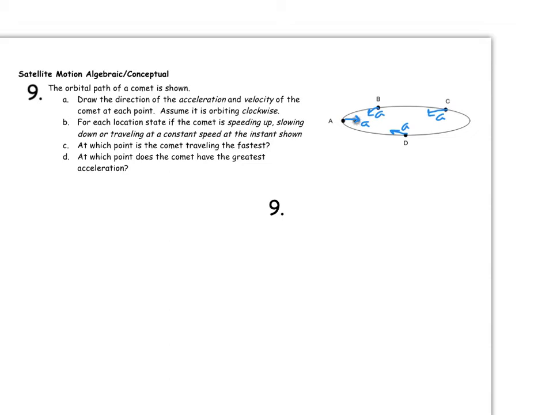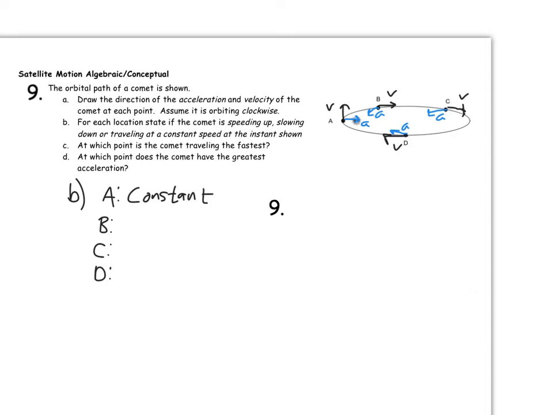The velocity is going to be tangent to our ellipse in this case, so straight up at that point, something like that at that point. C is going to be going kind of down and to the right, and D basically directly back to the left. For part B, we're asked about whether or not the comet's speeding up, slowing down, or traveling at a constant speed at the instant shown. So A is going to be a constant speed. We see that the velocity is perpendicular to our acceleration there. So that means it's neither speeding up nor slowing down, simply turning as it orbits around the sun.